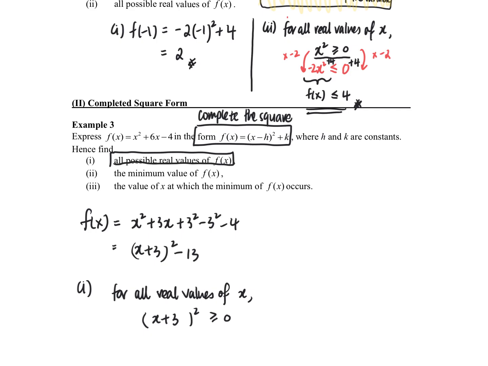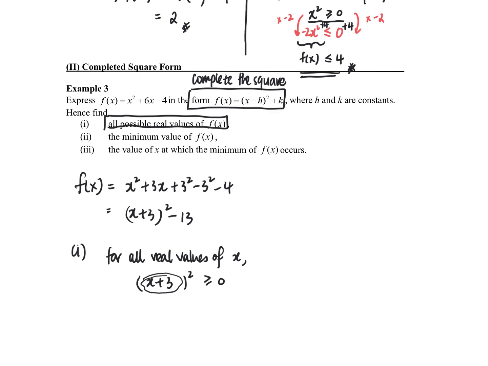So even if I give you a very scary expression inside, it doesn't matter. It's still a bracket square. So just remember that. And then we need to subtract 13 on both sides. So your f of x is always greater than or equal to negative 13. So this whole thing is your answer. This is all the possible values you have.